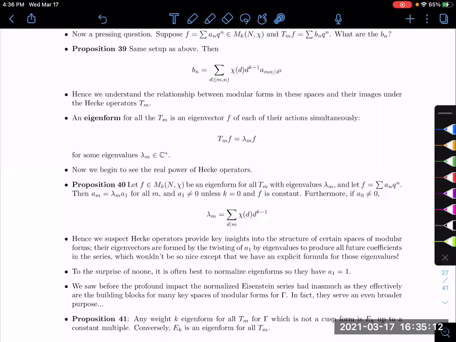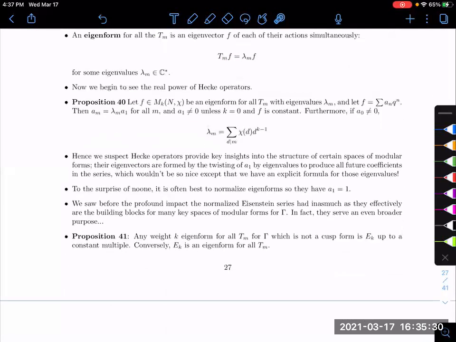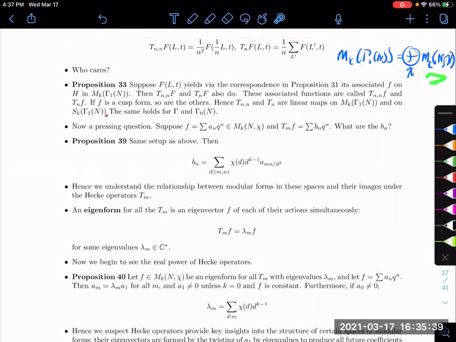And how do you know any of these ever exist? That's the first question. Are there even eigenvectors for a single T sub m, let alone for all of the T sub m at once? The answer is not only yes, but there's some deep structure there, and that's in the form of proposition 40 here. So let's take one of these spaces of modular forms for one of my Dirichlet characters mod n from the direct sum up here.